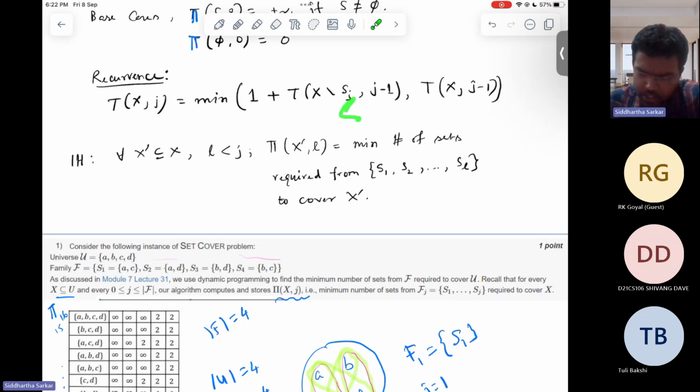So there are only two options. Either you pick Sj or you do not pick Sj. And correspondingly, you have the entries, and these entries are already computed. Therefore, to compute a given entry in the table, you just have to look up two entries which are already computed. So you have a constant time operation. In constant time, you can find out a particular entry, and then you take the minimum because you are willing to find the minimum number of subsets to cover X. So you are taking the minimum.